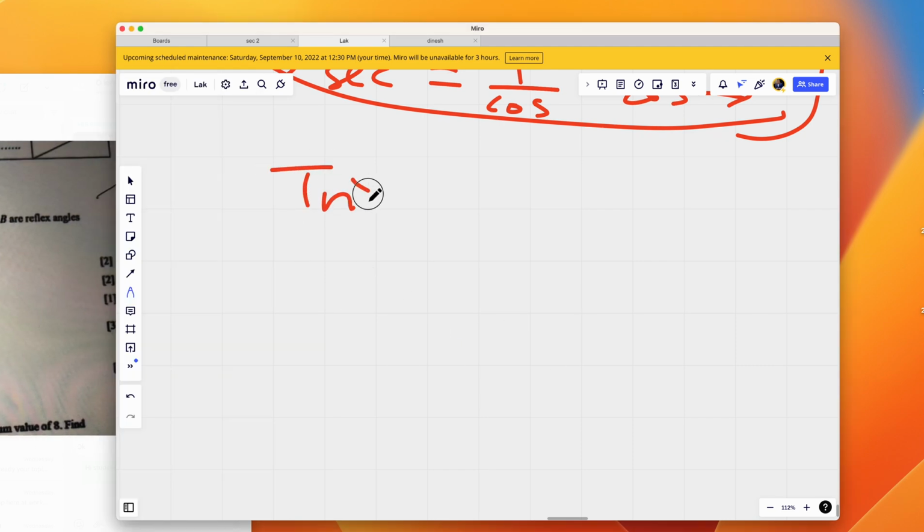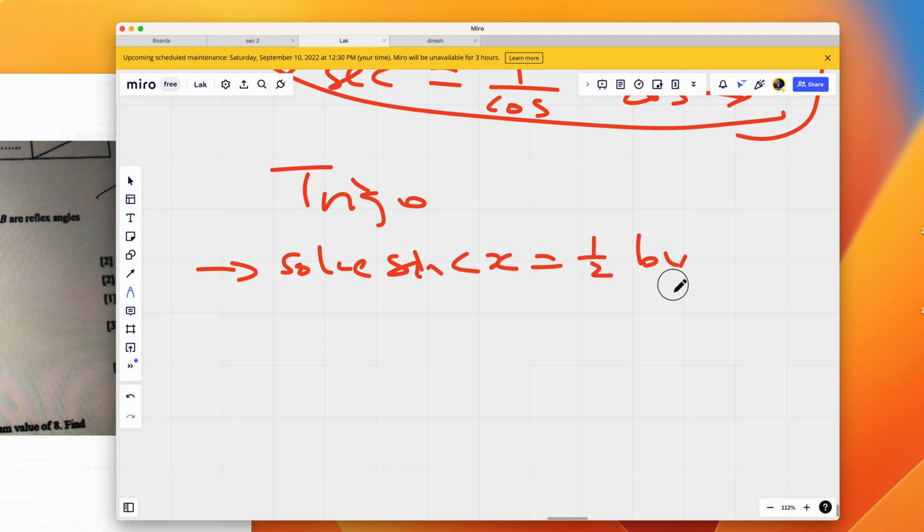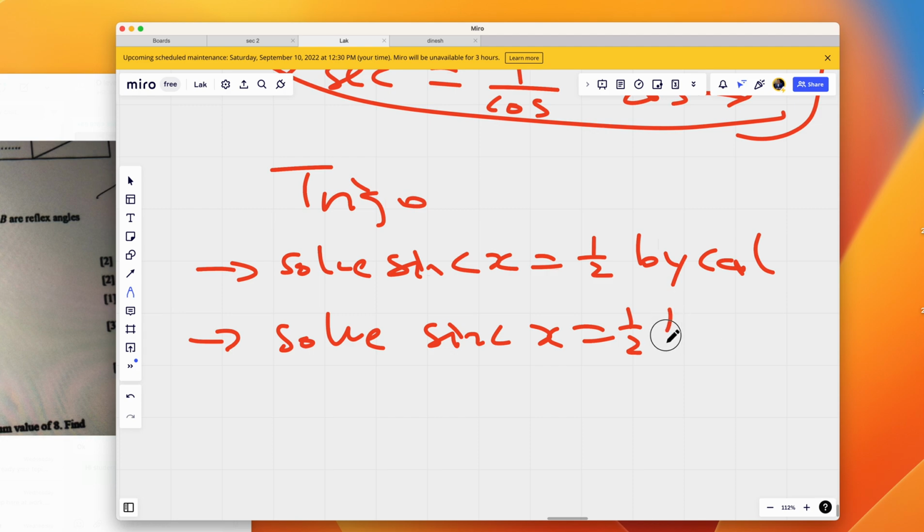Okay. So in a way, if I give you a rough summary, solve sine by calculator. It's a very standard approach. Step 1, step 2, step 3. Then of course you solve sine without calculator.